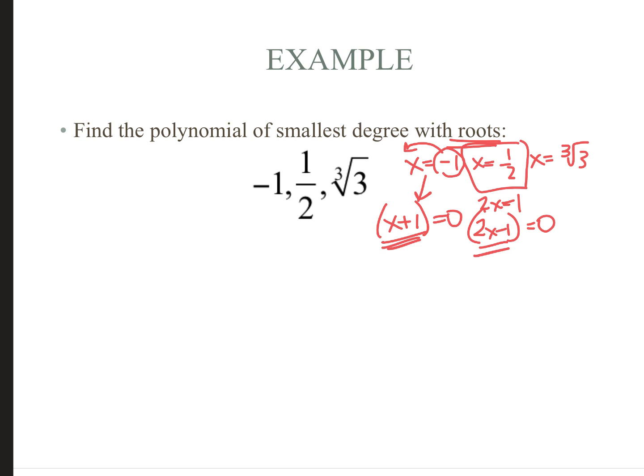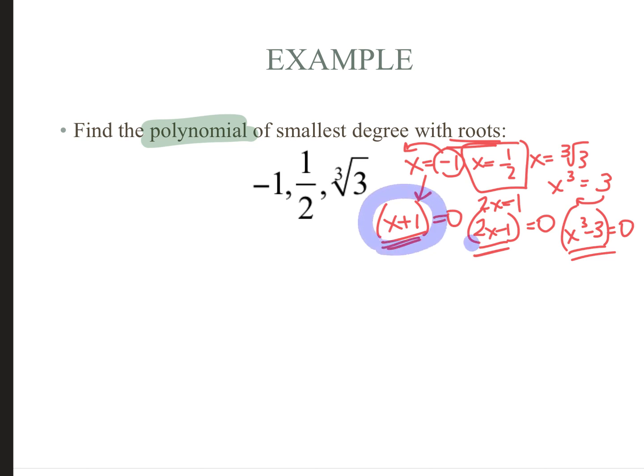And likewise for the third one, if I cube both sides, x cubed would equal 3. And then move that to the other side, I get x cubed minus 3 equals 0. So there is my third factor. Now, just because they're factored doesn't mean I now have a polynomial, right? I am supposed to be finding a polynomial. So I have to multiply all three of those together.